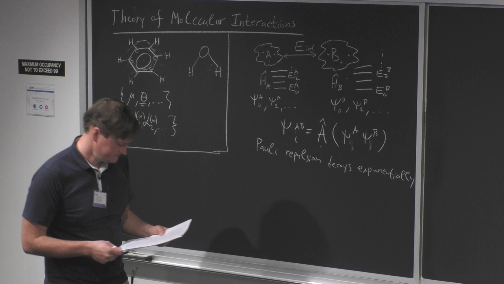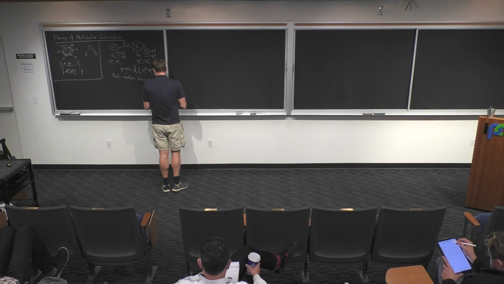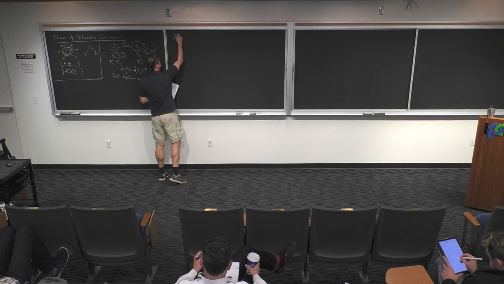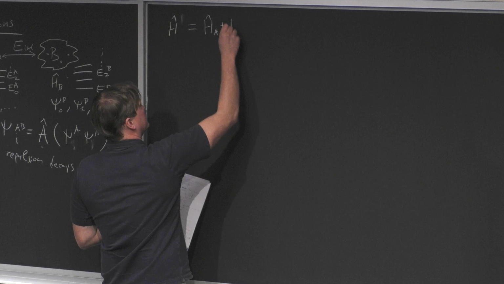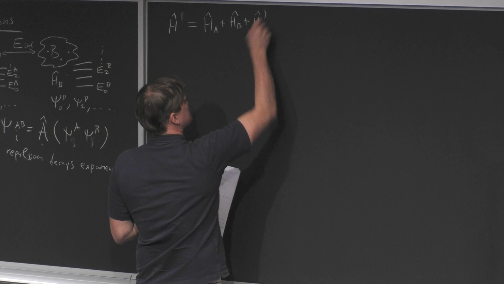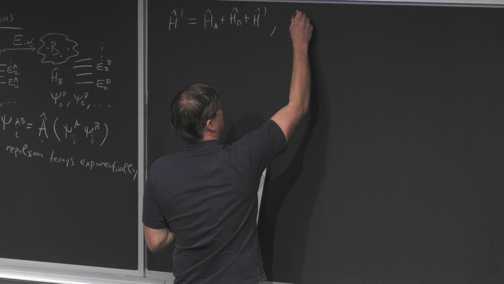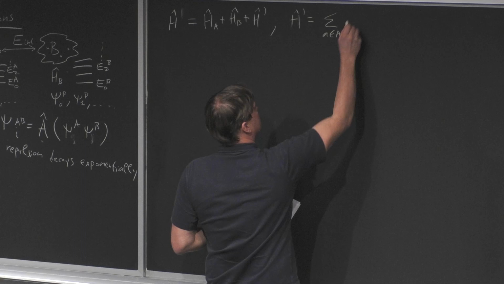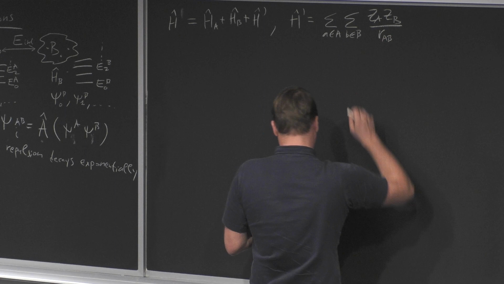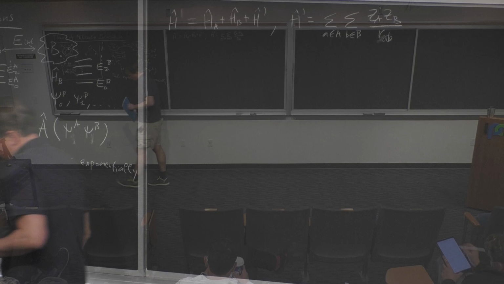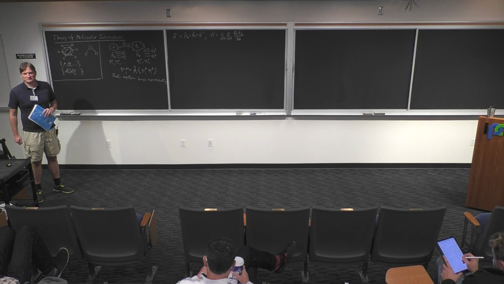Okay, so now, in this case, we can formulate a perturbation Hamiltonian. Sorry, let me first write the full Hamiltonian of the coupled system. It's the Hamiltonian of A plus the Hamiltonian of B plus the interaction Hamiltonian. Let me just call this H prime, and H prime is nothing else but the Coulomb interaction between A and B, with smaller letters, of course. So the perturbation Hamiltonian is just the Coulomb interaction between all the charged particles of my system, both nuclei and electrons.